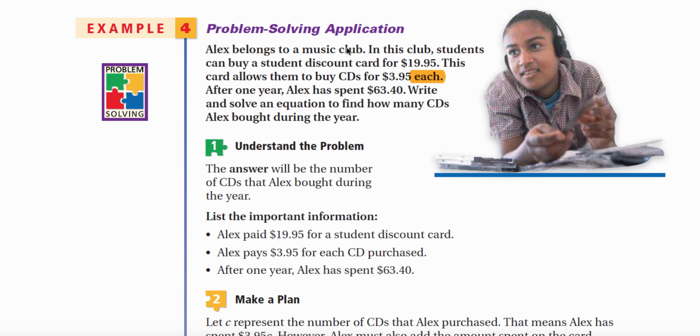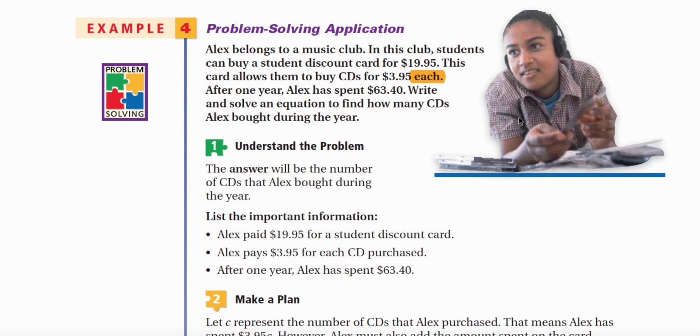Let's go to the next sentence. In this club, students can buy a student discount card for $19.95. Now that does tell me something mathematically. There's a discount card that needs to be purchased, and the cost for this card is $19.95. I don't have to buy multiple cards. I only have to buy 1 card, and I can get discounts for every purchase after that. So that's the value that the second sentence has.